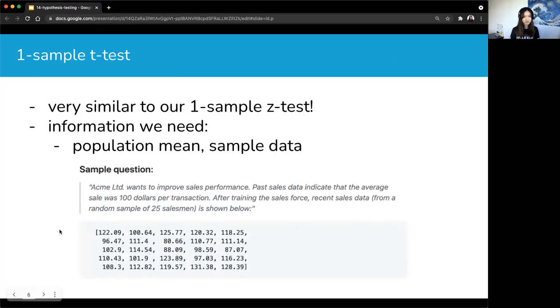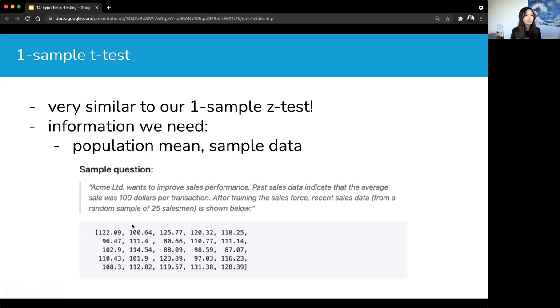The difference between a z-test and a t-test is that in our z-test, we had the population standard deviation. In a t-test, we do not. So if you remember before, when we talked about the IQ of the population, it had a mean of 100 and a standard deviation of 16, I think is what I said. But in this case, we're only given the mean of 100.